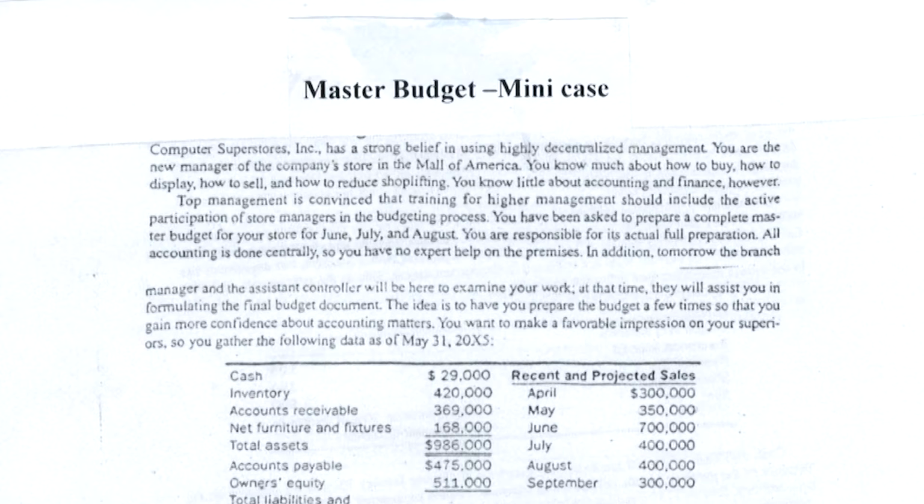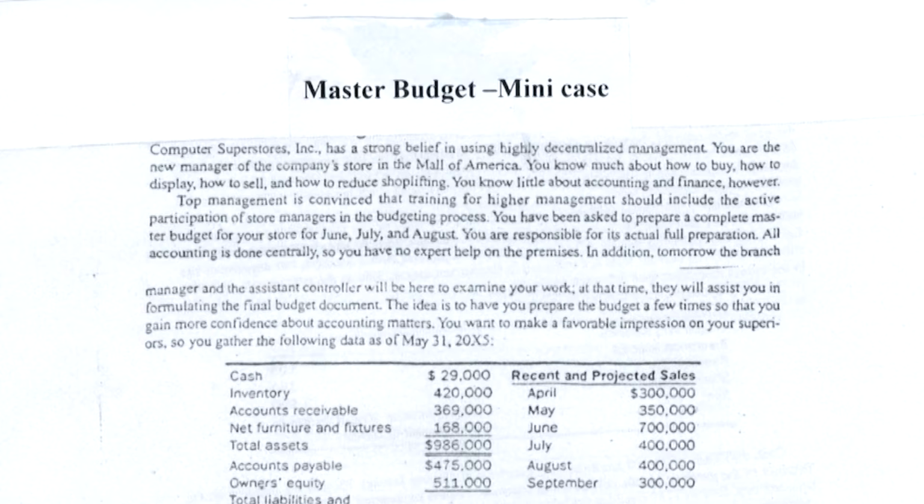You have been asked to prepare a complete master budget for your store for the months of June, July and August. You are responsible for its actual full preparation. All accounting is done centrally, so you have no expert help on the premises. In addition, tomorrow the branch manager and the assistant controller will be here to examine your work.